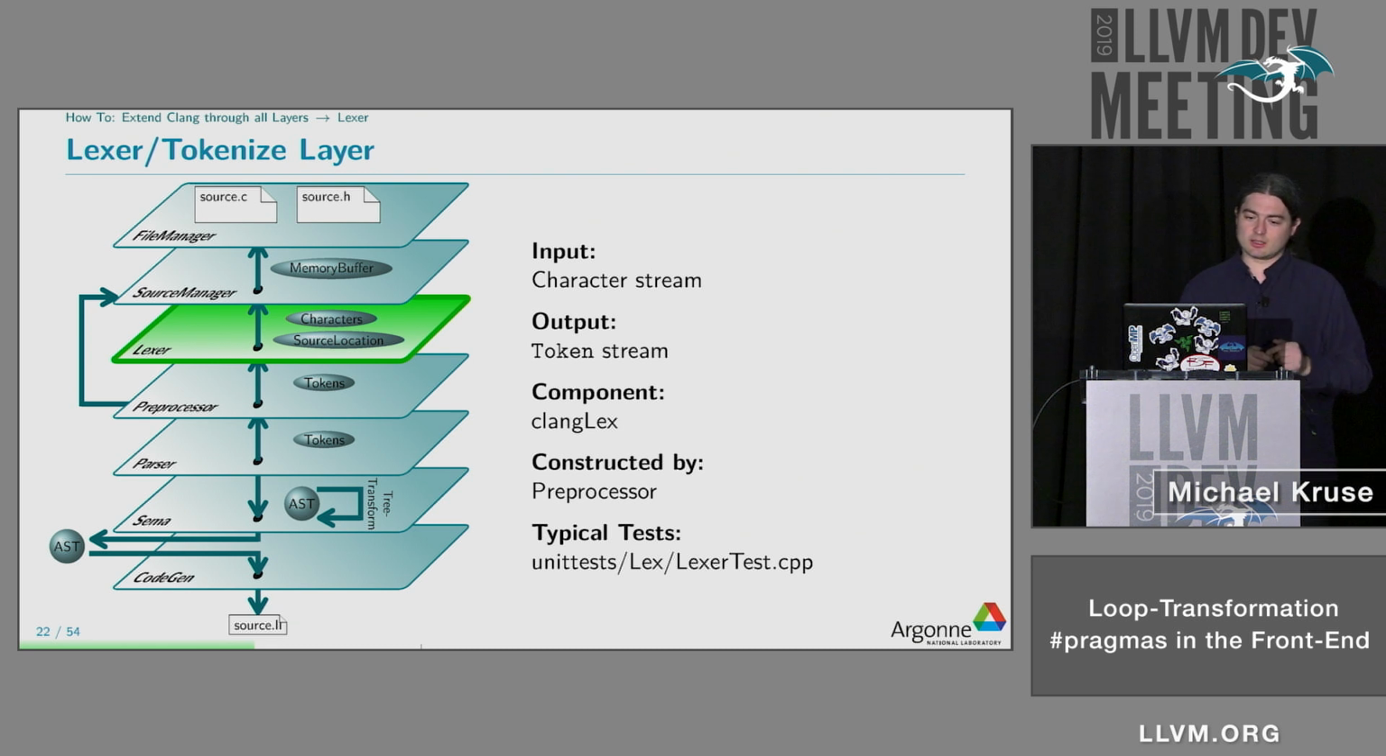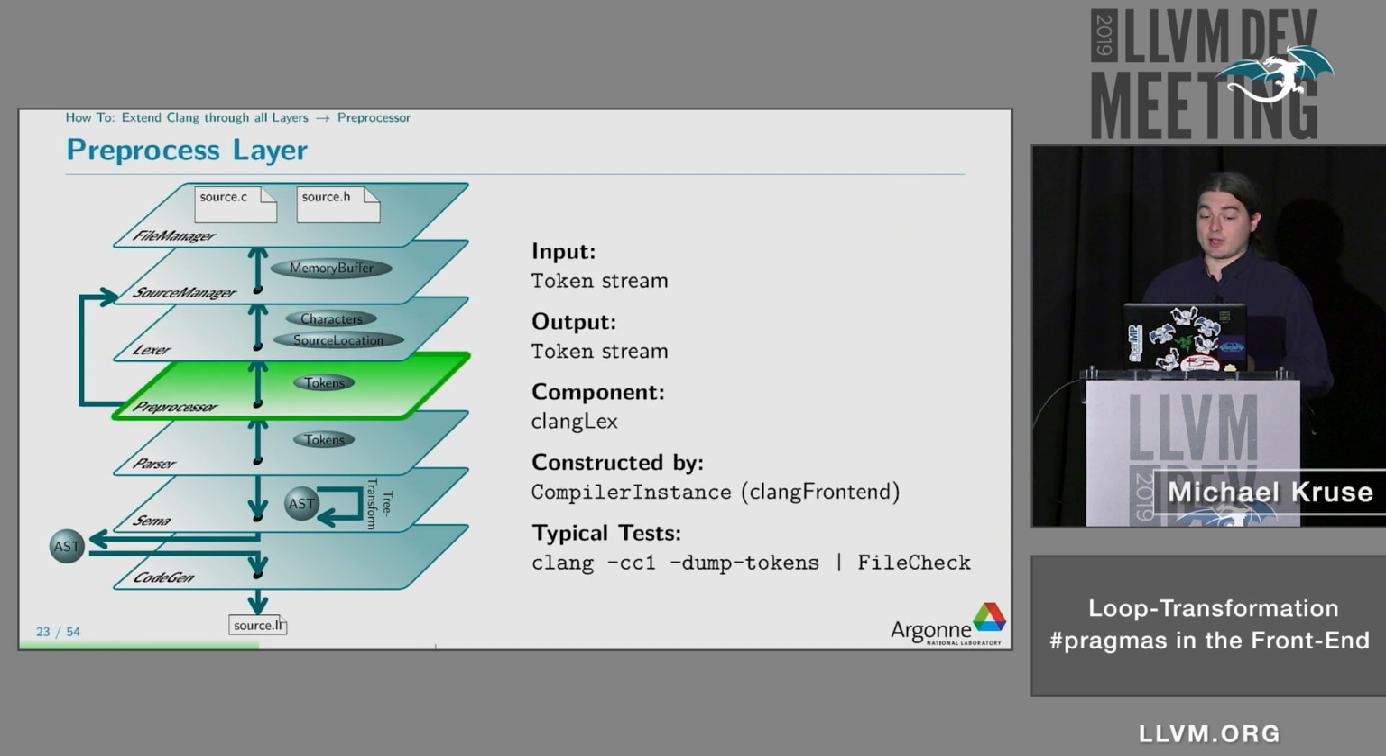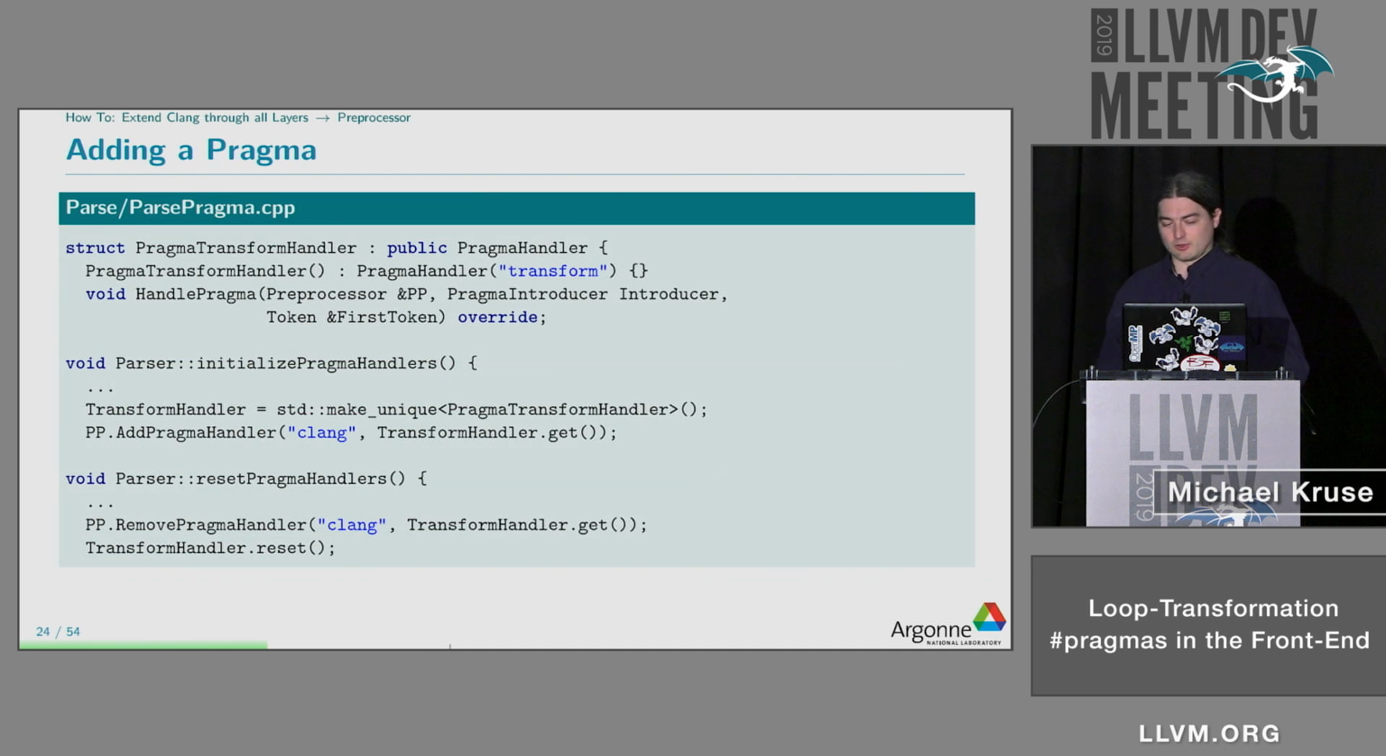So this is used by the Lexer, which gets the characters and the source location and determines what the tokens are. It gets passed to the preprocessor, again as tokens, and this is actually the component which will interpret the dash include and modify the source manager. So this is actually the part where I start modifying things.